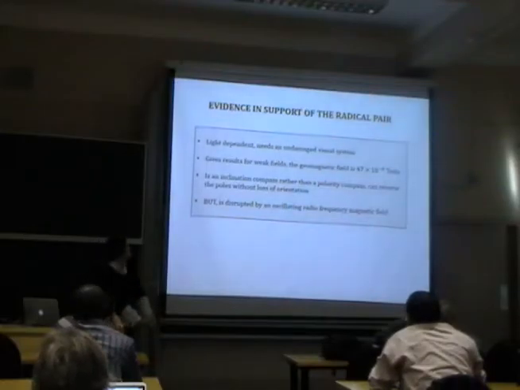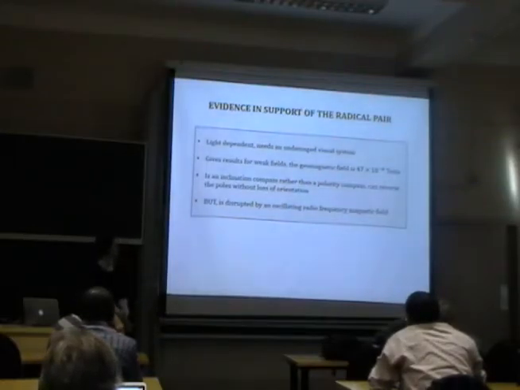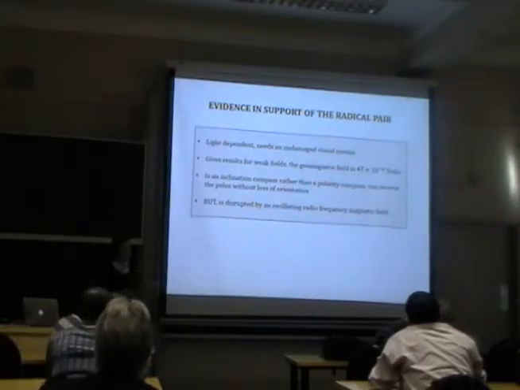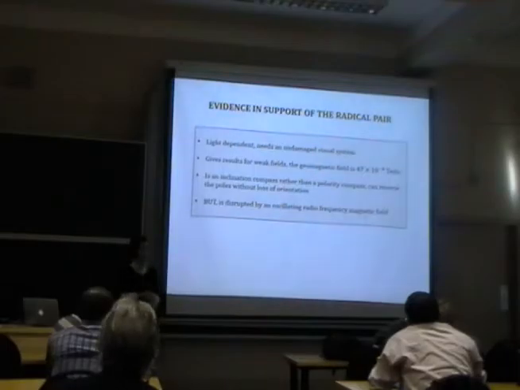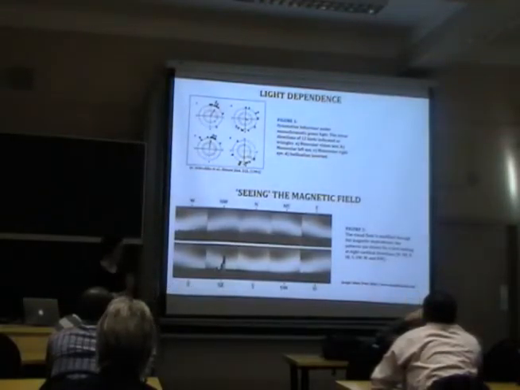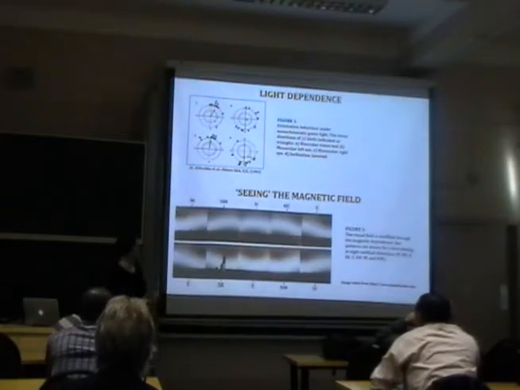Evidence in support of the radical pair is that it's light-dependent, needs an undamaged visual system. It gives results for weak fields. The Earth's magnetic field is 47 microtesla. It's an inclination compass, so it doesn't matter if the poles are swapped. That's still fine, but it is disrupted by an oscillating radio frequency magnetic field. So these are just two diagrams. Now you've seen lots of really complicated experiments and experimental setups. I'm afraid the experiments in this field are far more rudimentary.